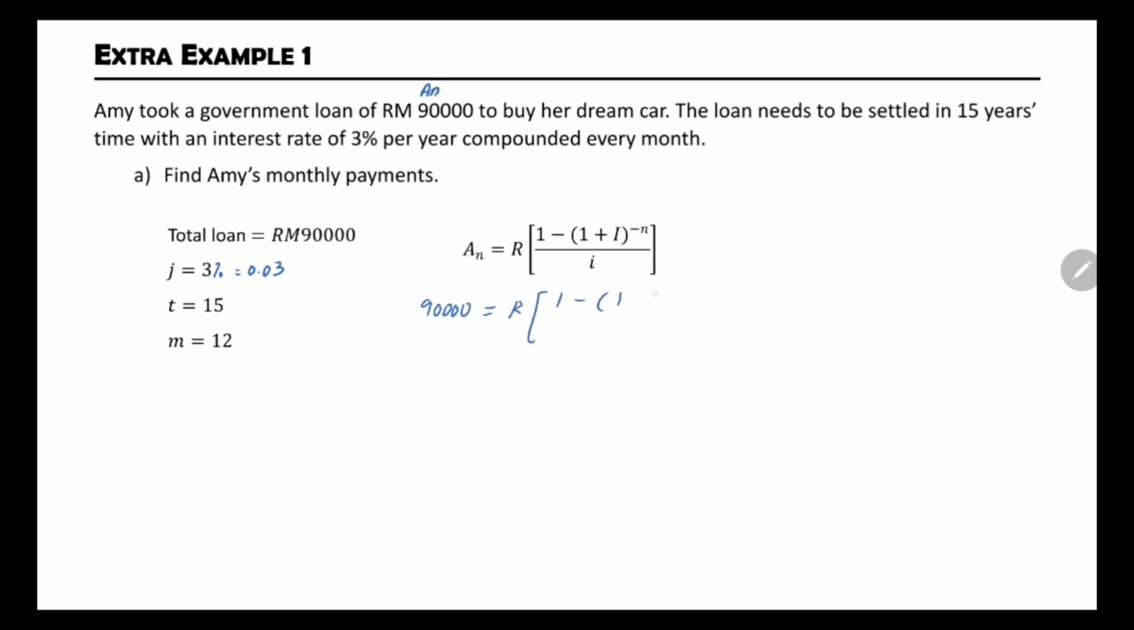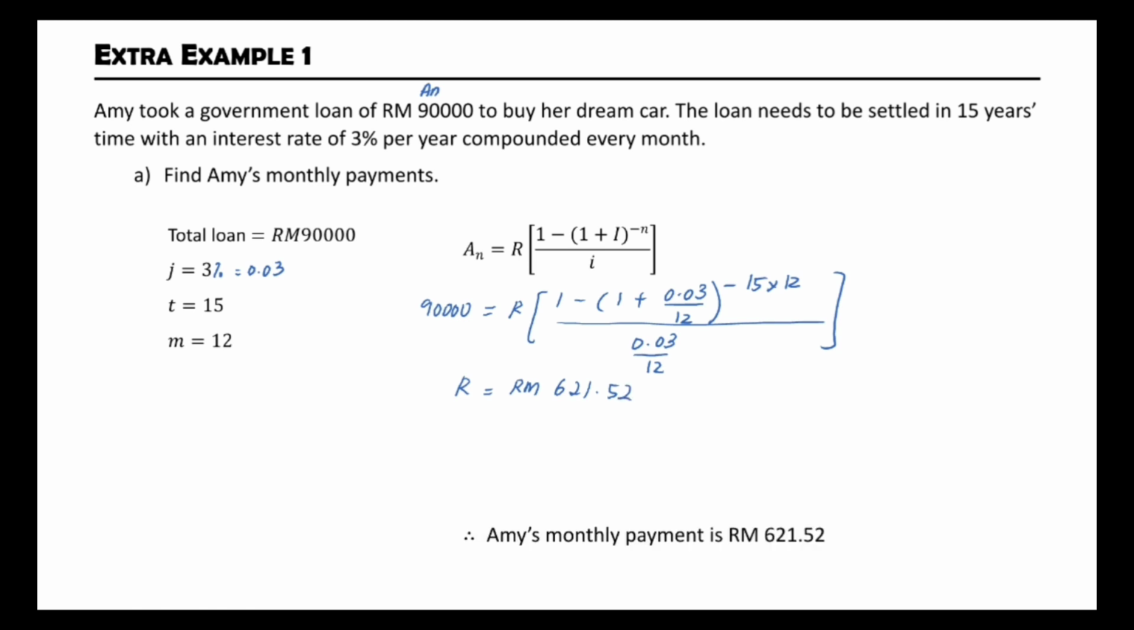1 minus (1 plus I) where I is 0.03 divided by M. 15 years times M is 12, so 0.03 over 12. R is equal to RM 621.52. So Amy's monthly payment is RM 621.52.